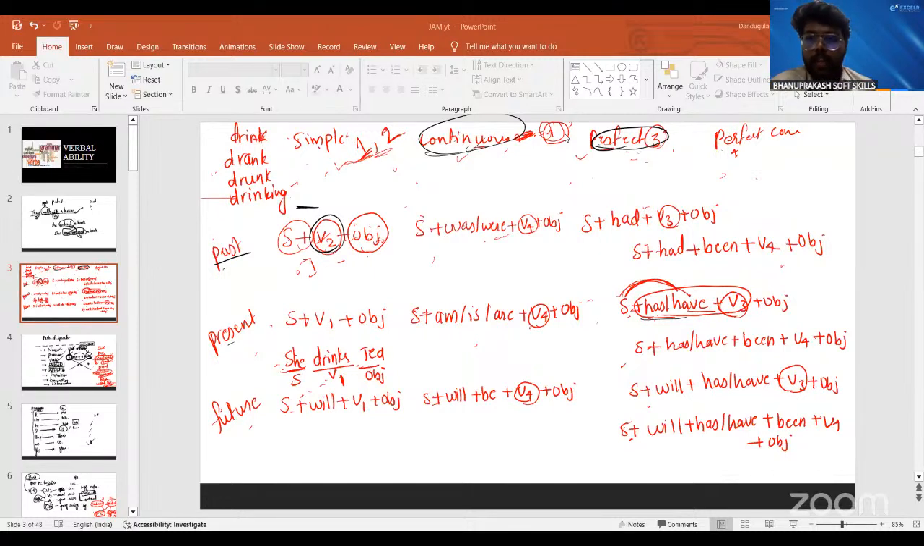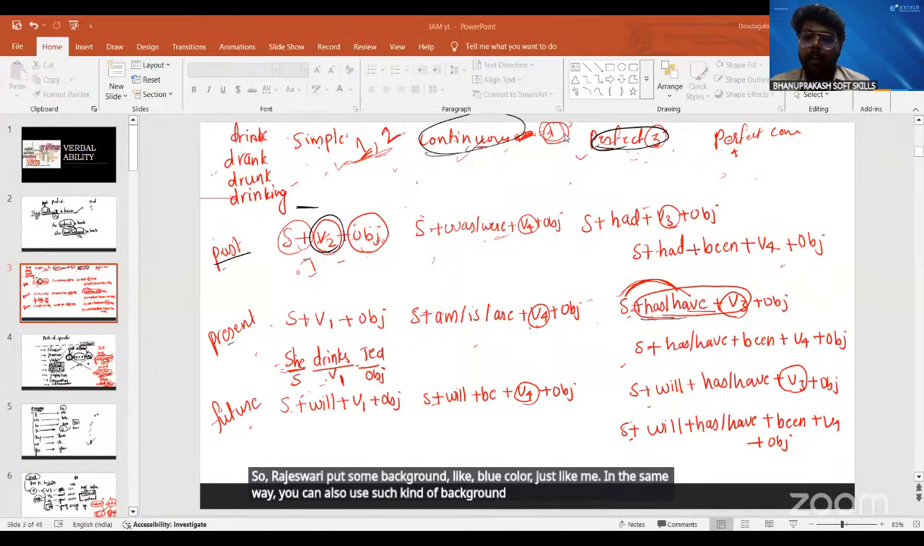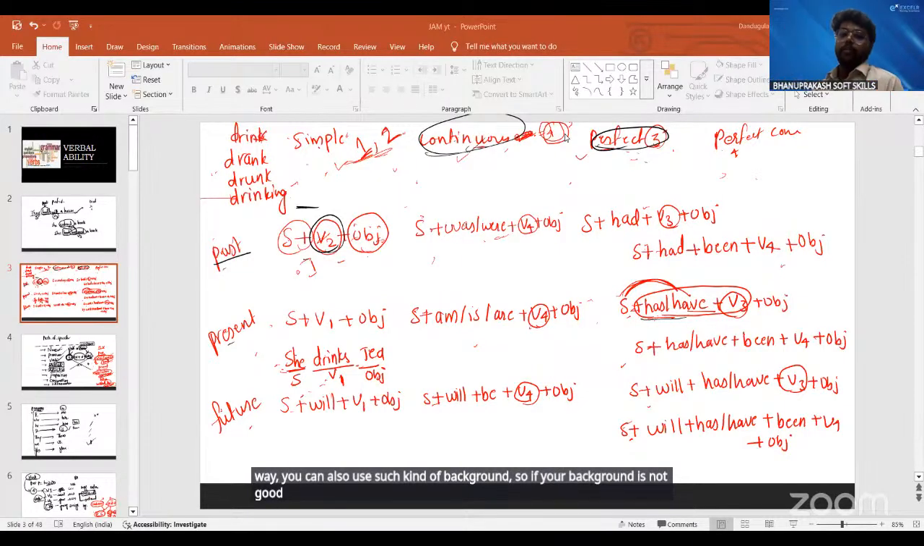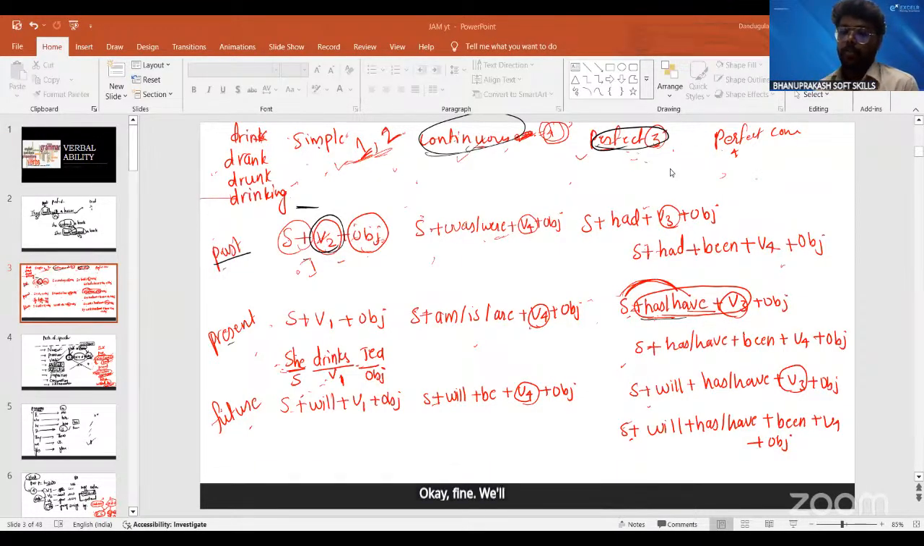Yes. So Rajeshwari put some background like blue color, just like me. In the same way, you can also use such kind of backgrounds if your background is not good. Okay, fine. We'll start the debate now. You can start the debate.